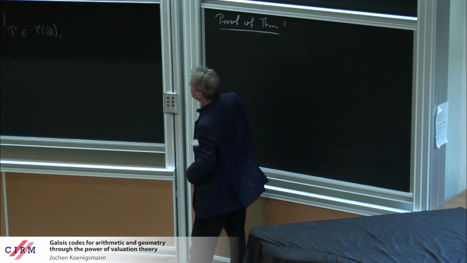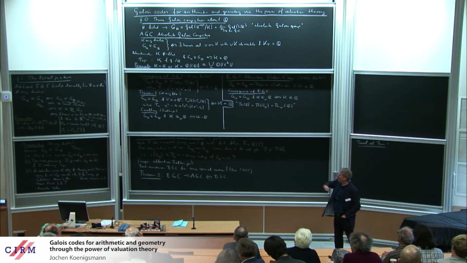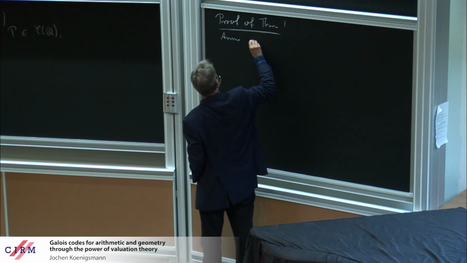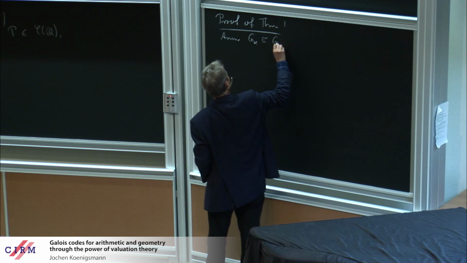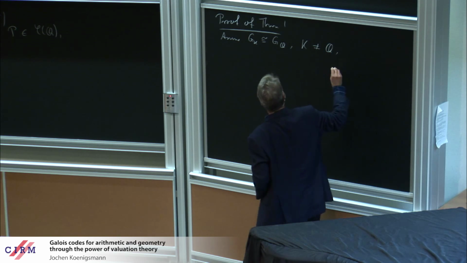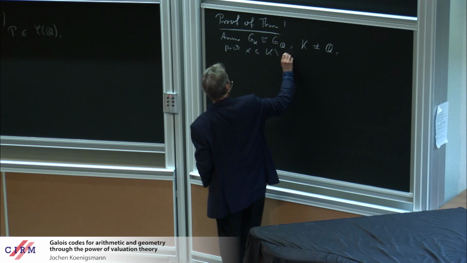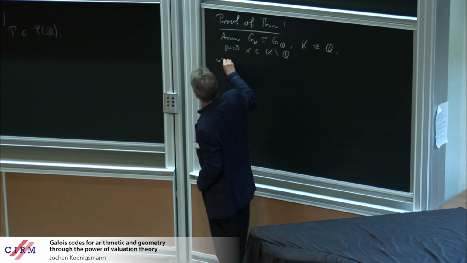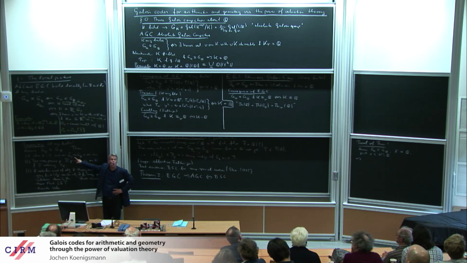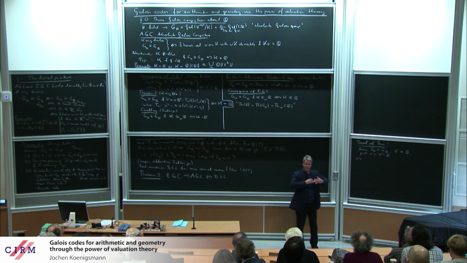Proof of theorem 1. We assume that the absolute Galois group of K is that of Q, and then we have all these facts here. So assume G_K is isomorphic to G_Q, but K is different from Q. Pick an element x in K which is outside Q, and then we know by the first property that the restriction map is in fact an isomorphism.